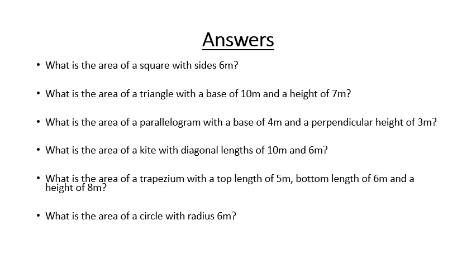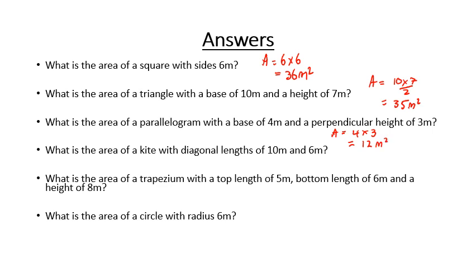So the area of a square is length times width. Now a square, the length and the width happen to be the same thing. So the area would be 6 times 6, which would give you an answer of 36 meters squared. The area of a triangle is base times height divided by 2. So the area would be 10 times 7 divided by 2, which is actually 70 divided by 2, which gives me 35 meters squared. The area of a parallelogram is base times perpendicular height. So the area would be 4 times 3, which will give me 12 meters squared.